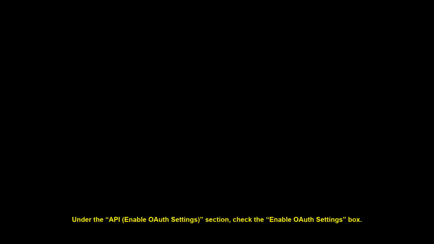Under the API, Enable OAuth Settings section, check the Enable OAuth Settings box. Provide the same callback URL you used earlier. Select the OAuth scopes needed for lead creation. Once completed, click Save. Now, go back to the Setup menu.